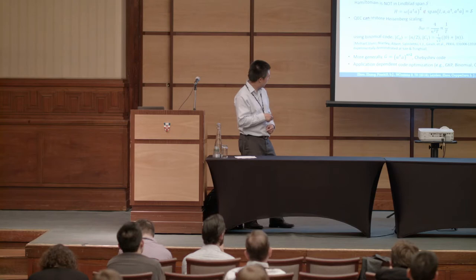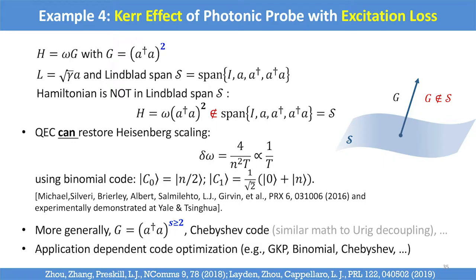This has also led to a construction called the Chebyshev code, which is detailed in this paper. And the Chebyshev code, if you look at it, is very similar to Uhrig dynamical decoupling because it's not equally spaced in photon number. The spacing is very similar to the Uhrig type of spacing, which is cosine theta, where theta is some equal partition of 2 pi. So there's some analogy there, but it's for a completely different reason. But this draws some intuition and also gives some guidance about designing the optimum error correcting code.